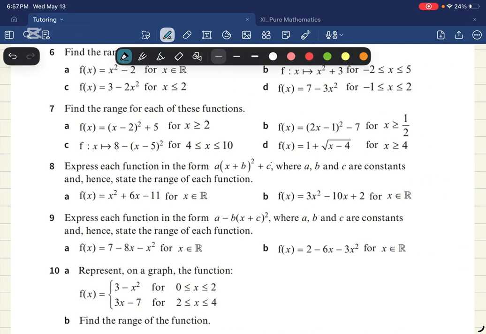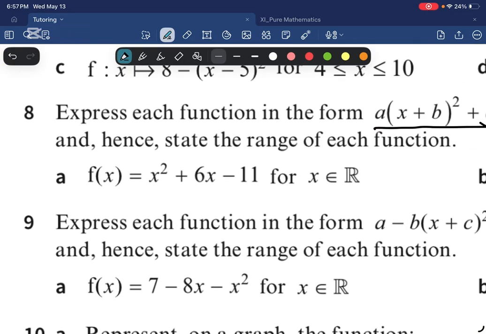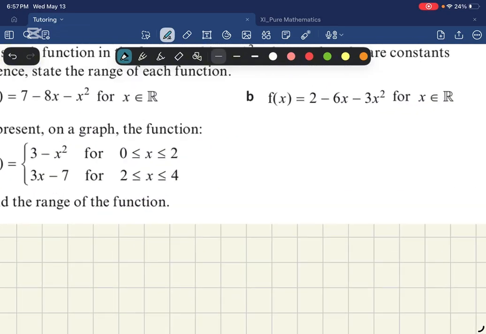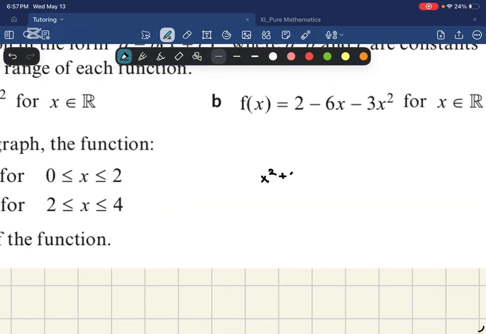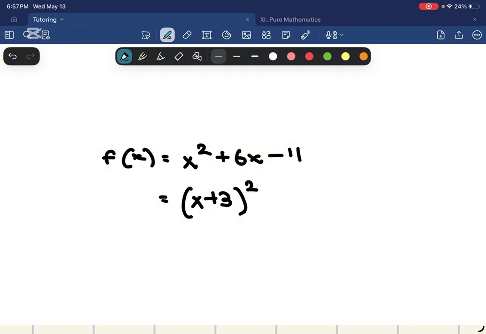Express each function in the form of this. So basically, complete the square and hence state the range of each function. All right. So I have x squared plus 6x minus 11, f of x. So I can write this as x plus 3 squared, which is x squared. So you can use completing the square method. Now I'm going to do it a bit quicker because we've discussed this at length before.